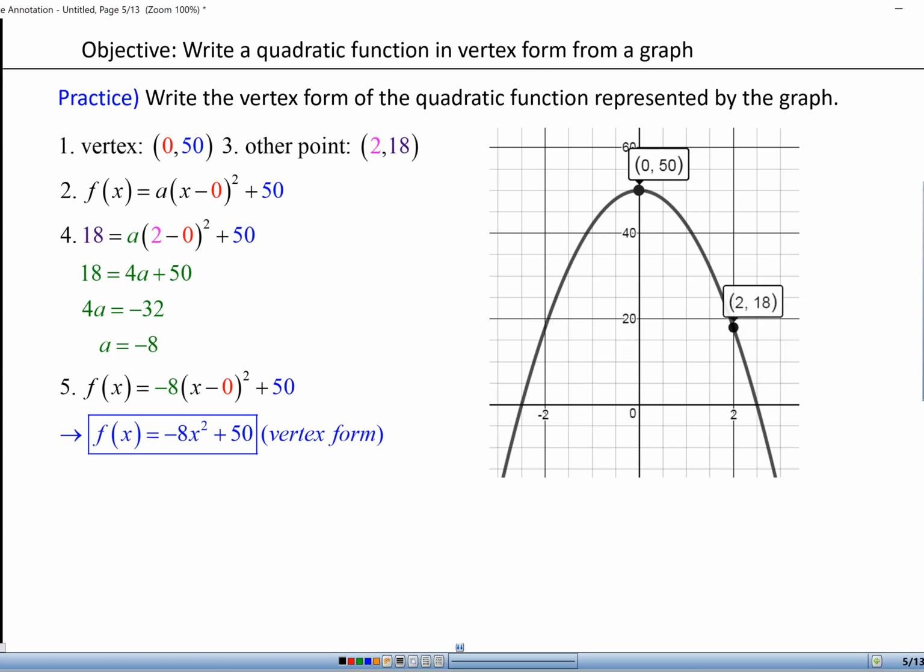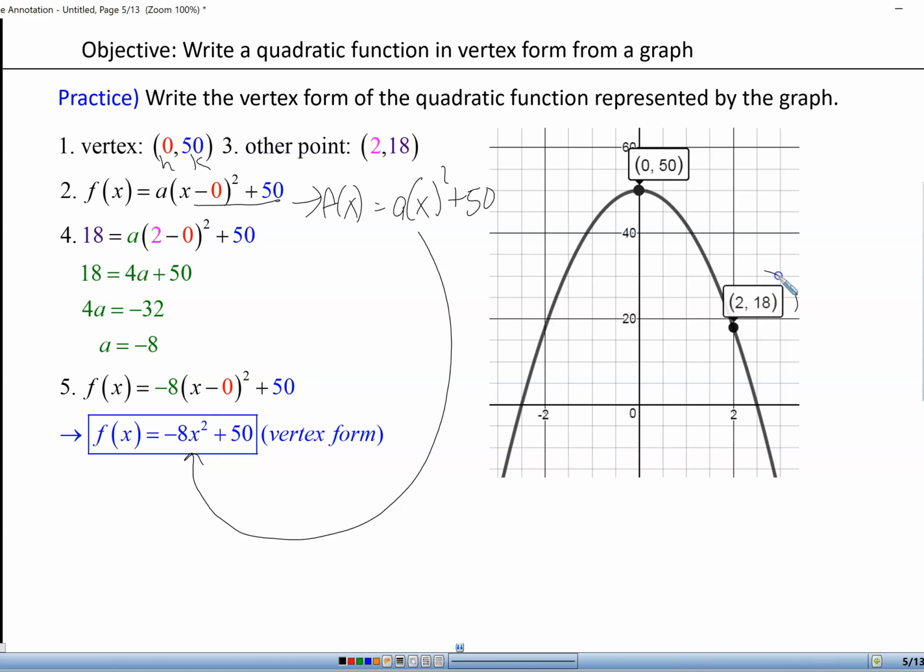So hopefully you started with using 0 for h and 50 for k, and that gave you this, which then you could have just simplified x minus 0 to just x. So if you wrote that as f of x equals a times x squared plus 50, that would be okay too. Notice that is actually what happens here at the end. And you drop the parentheses because there's nothing added or subtracted from the x. And so x squared does not need parentheses. So that's a little detail that you want to keep in mind in a problem like this.